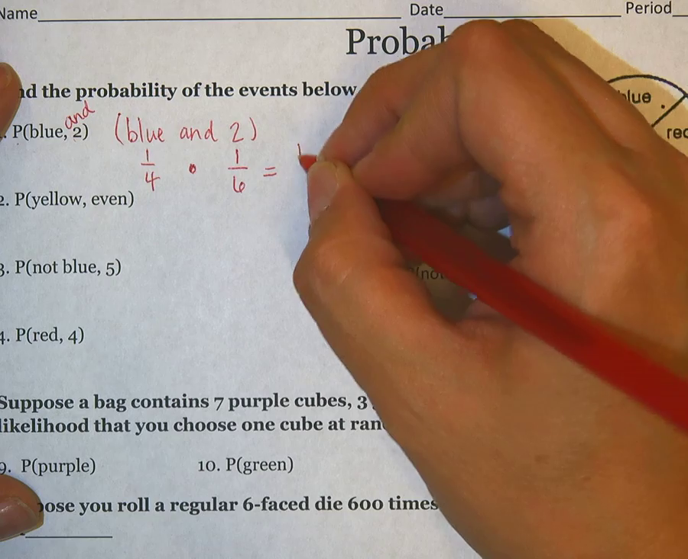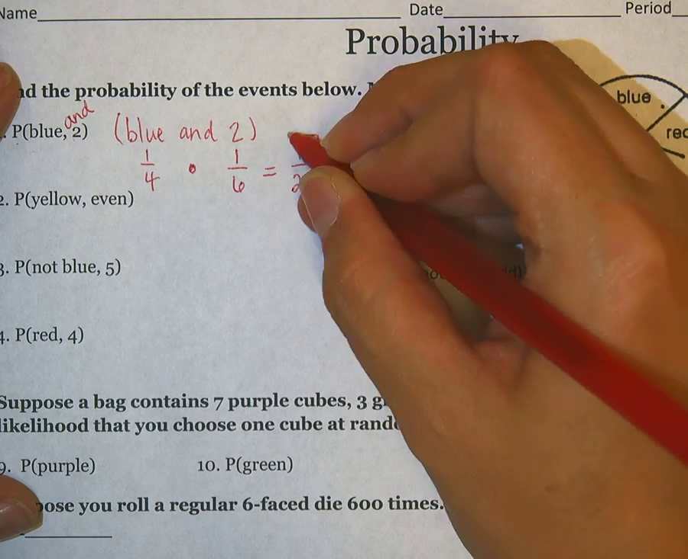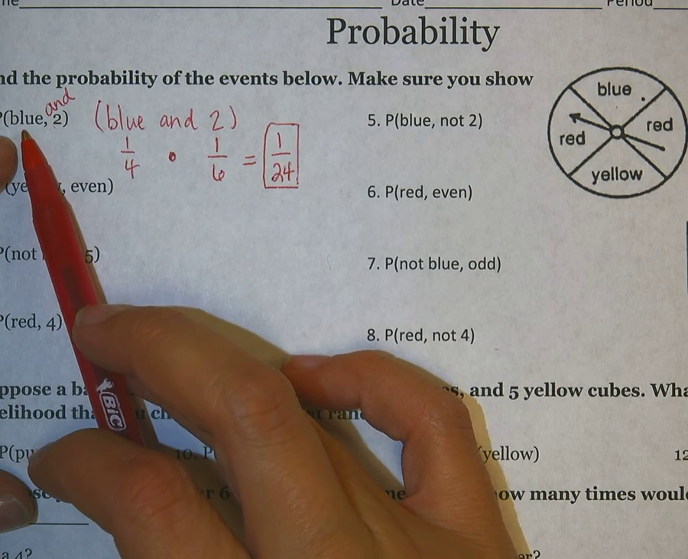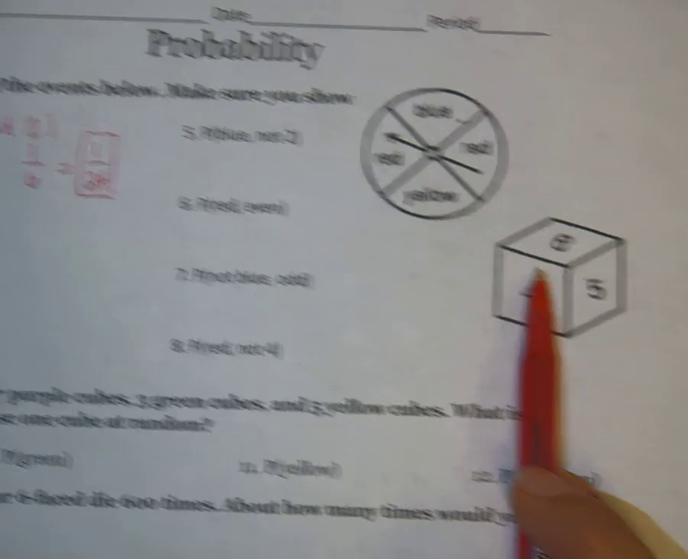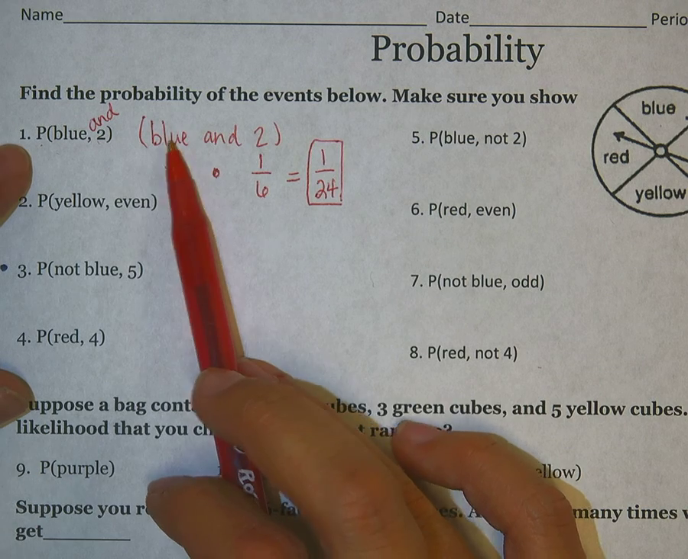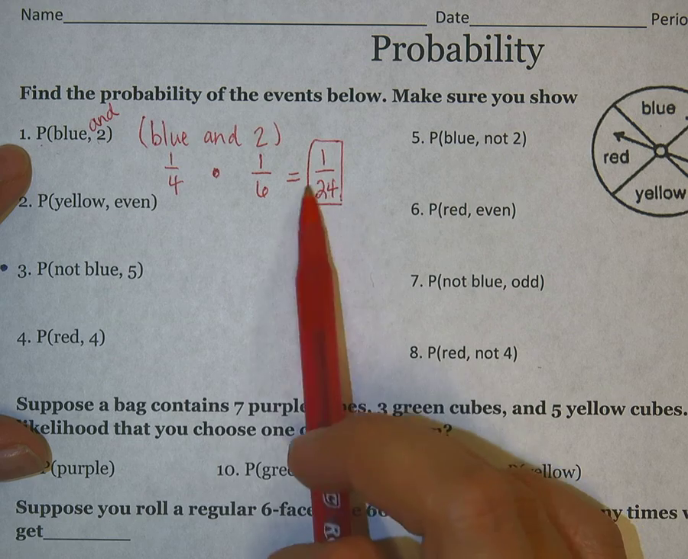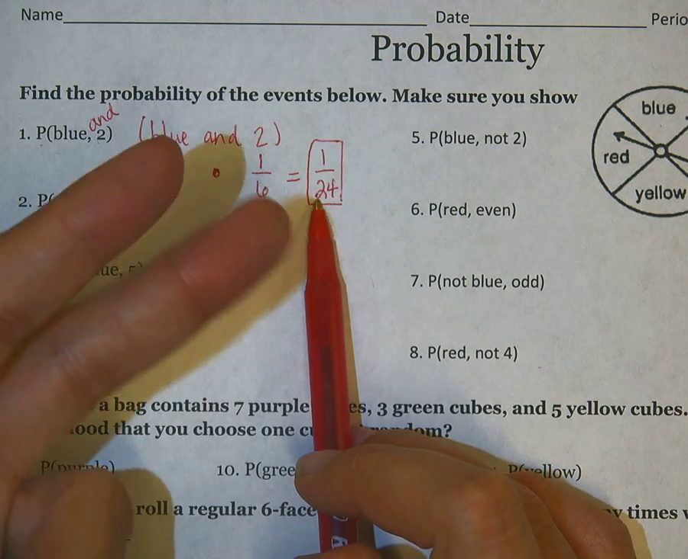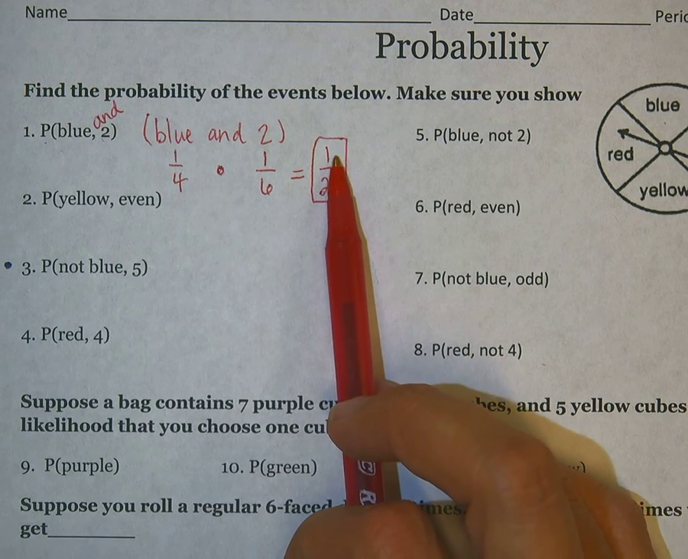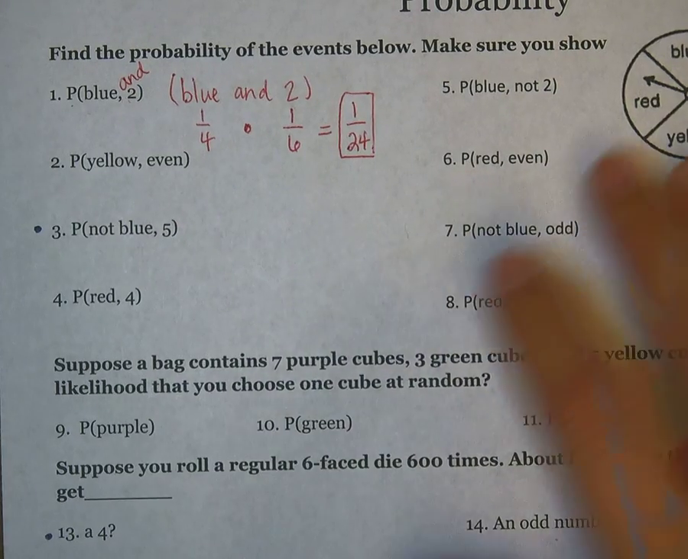All I have to do is multiply straight across. 1 times 1 is 1. 4 times 6 is 24. I can't simplify. That's my answer. What this means is if I were to spin the spinner and roll the number cube, the chances of me getting exactly a combination of blue and 2 would only be 1 out of 24 times, meaning I'd be spinning and rolling 24 times, and that would only happen the one time. Now, obviously, in experiments, we know that it doesn't always match the theoretical.